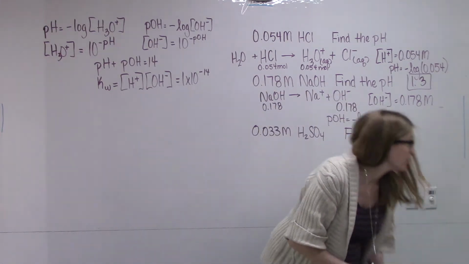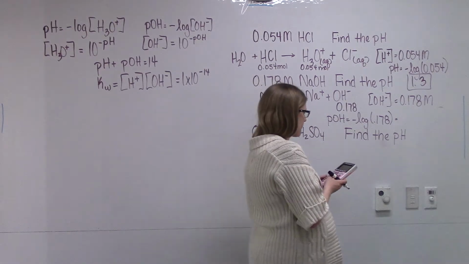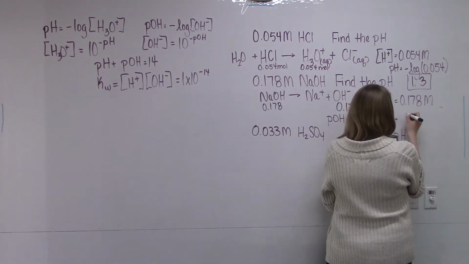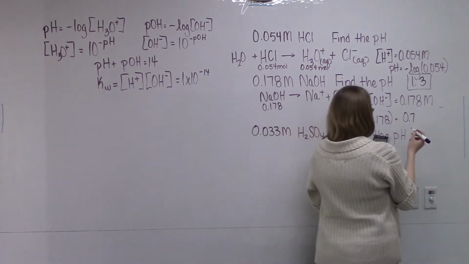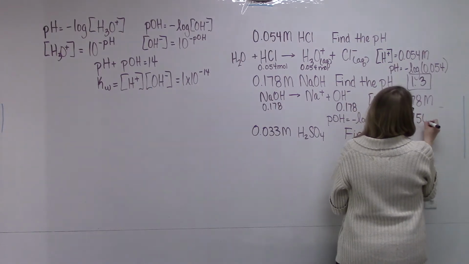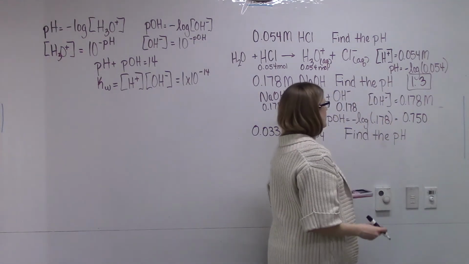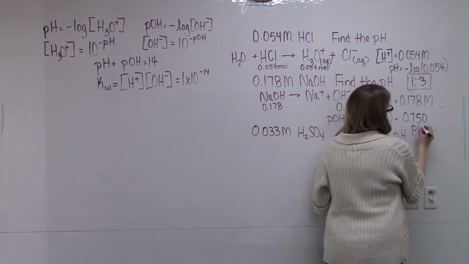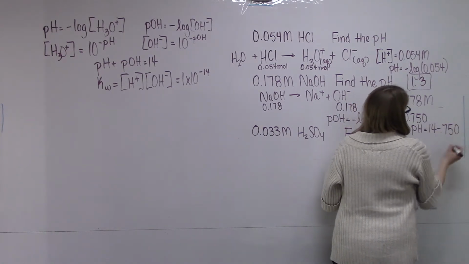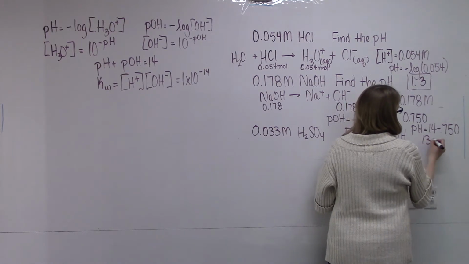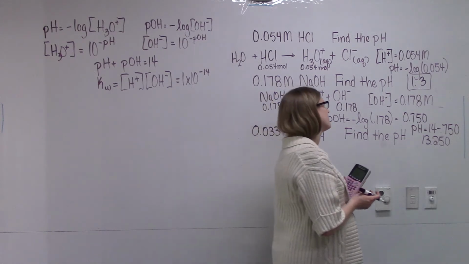So let's put that in our calculators. We get negative log of 0.178. That is our pOH, 0.750, we have 3 sig figs here. That is definitely our pOH there. In order to find our pH, we've got to subtract that from 14, which is going to give us 13.250. So there you have it.